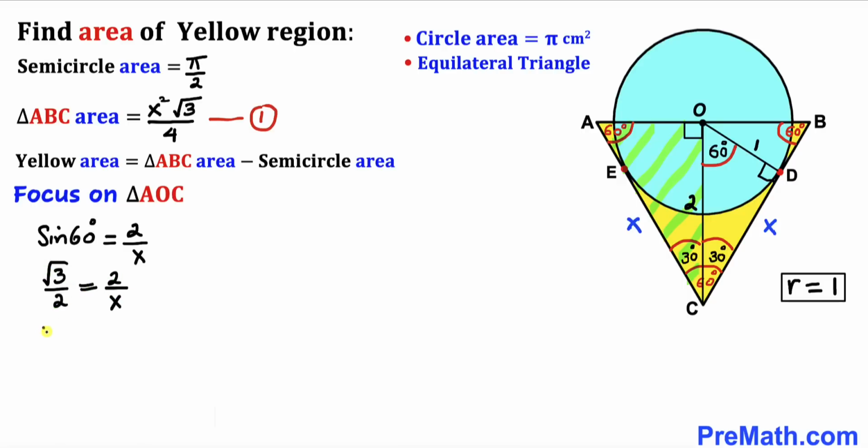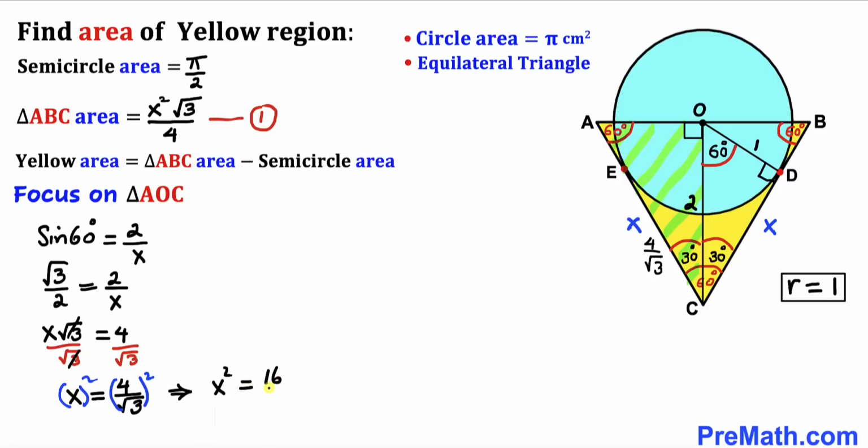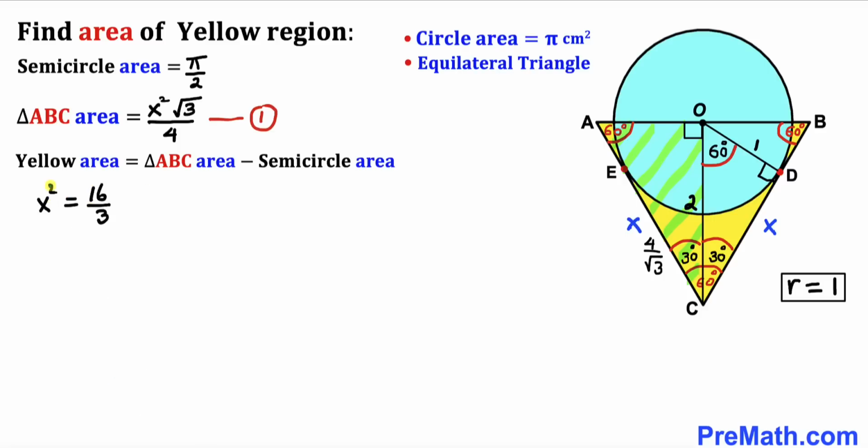So therefore we are going to have x times square root of 3 equals 4. Now let's divide both sides by square root of 3. This and this is gone. So therefore our x value turns out to be 4 divided by square root of 3. And since we are interested in x square, I'm going to take a square on both sides of this equation. So therefore our x square value turns out to be 16 divided by 3.